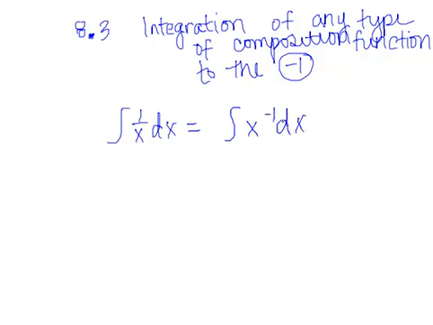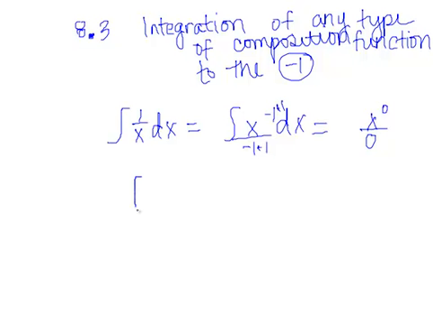Now here's the problem. Our integration process says I would add 1 to my exponent and then divide by the result, so divide by negative 1 plus 1. This would lead to x to the 0 over 0, and I would get something undefined. So here is our issue.